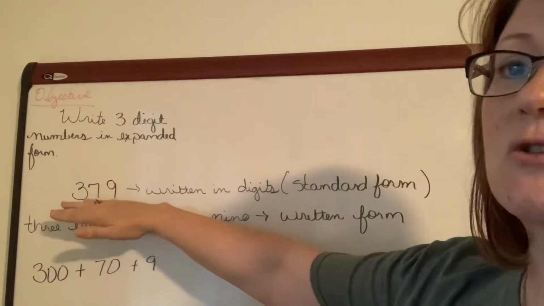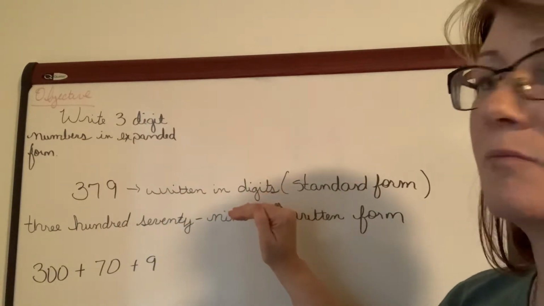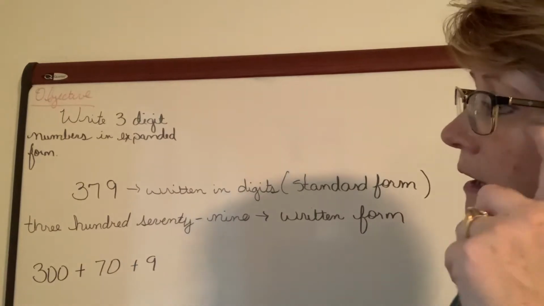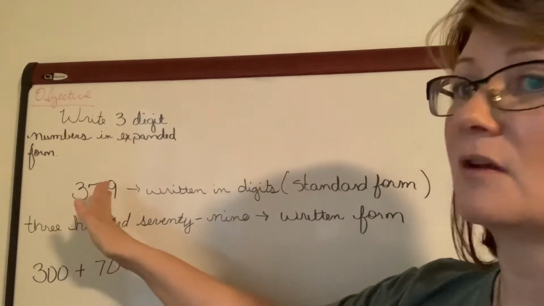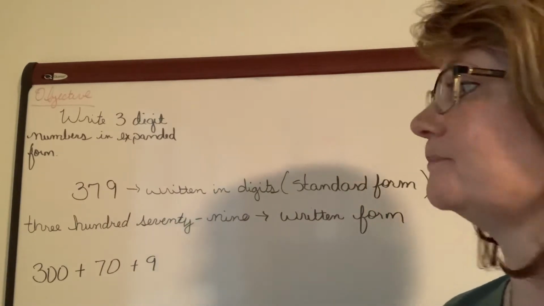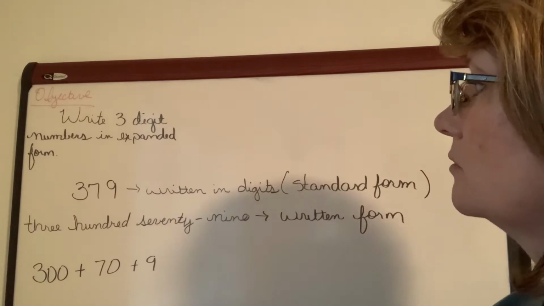So I would read this 379. I'm writing it in digits. Each of these numbers is called a digit. A single number is called a digit. And I just have to make sure they're in their right place and that they're representing the right amount or value. So that's one way of writing numbers.